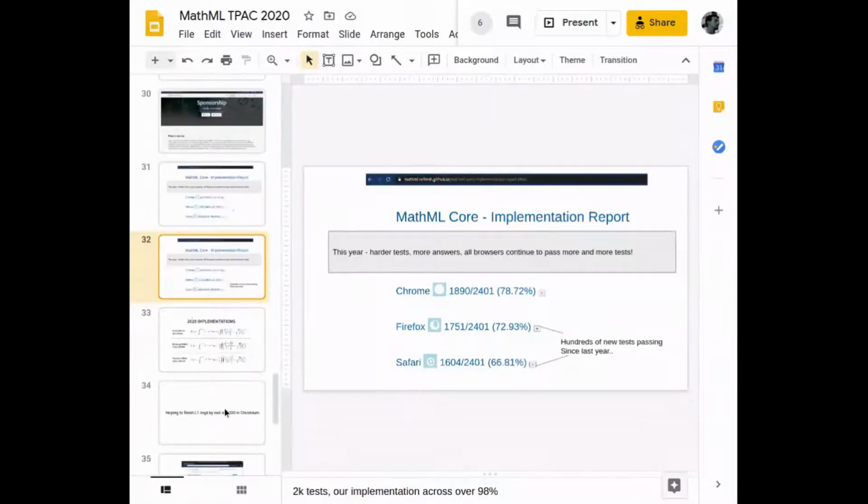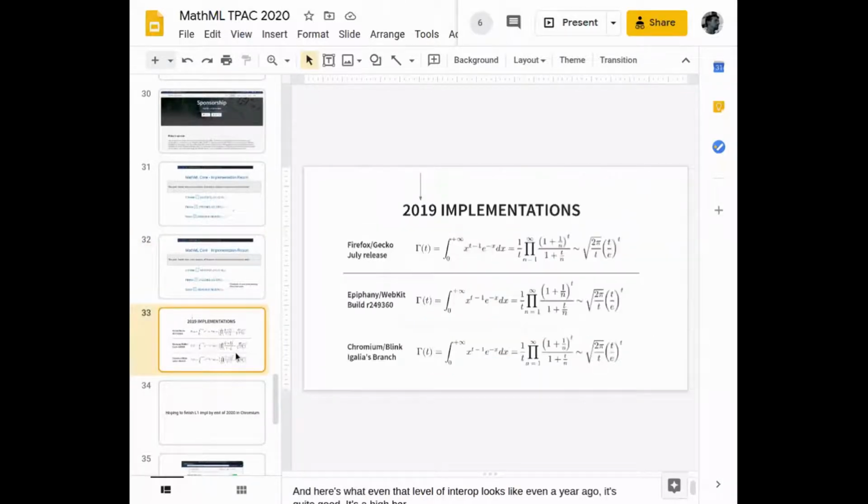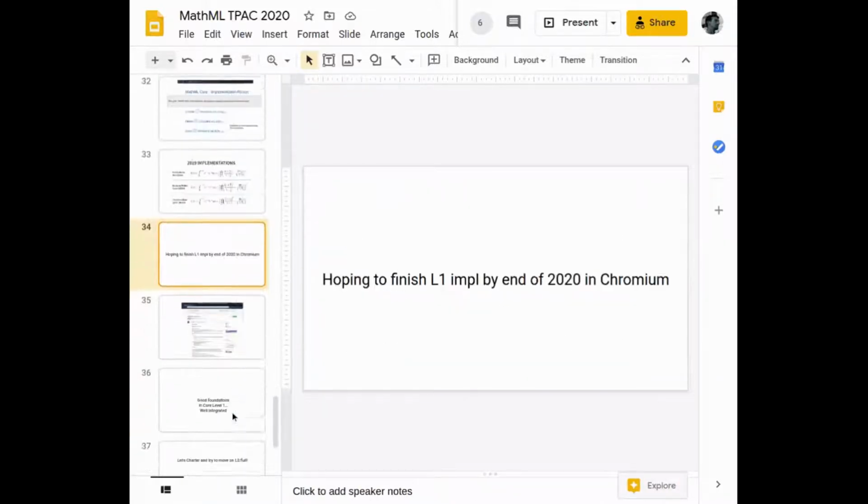But just to show that this is not like somebody pushing, these have actually gone up by hundreds in the past year. And even last year, this is what that level of interoperability looked like. So this is a very high bar that we're setting now, actually. I think that even last year, this is very good. And this year has only gotten better by hundreds.